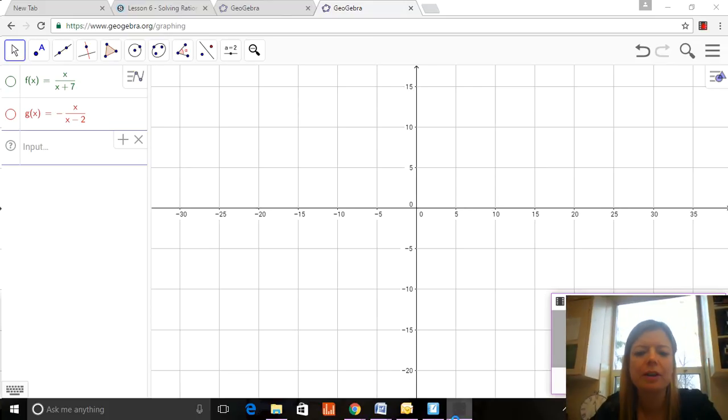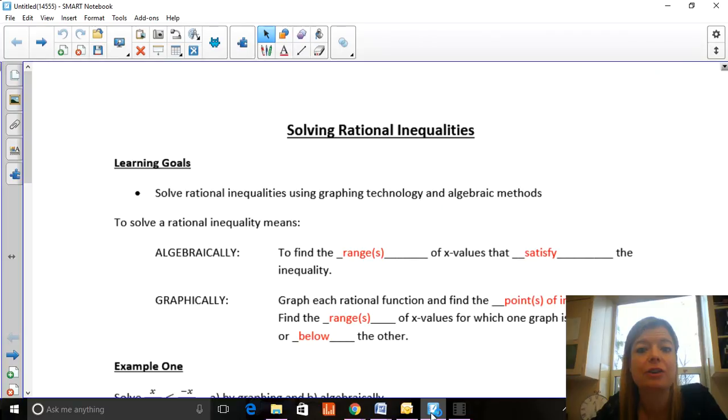Hi class, today we're going through our note on solving rational inequalities. I'm going to show you how to do this on GeoGebra and also how to do it by hand. It's a bit more complicated than just solving rational equations.